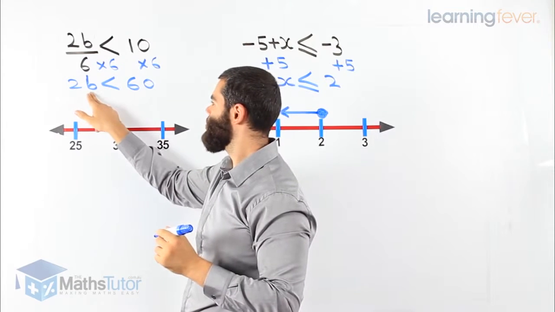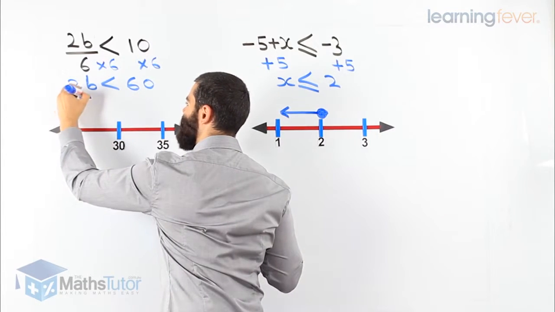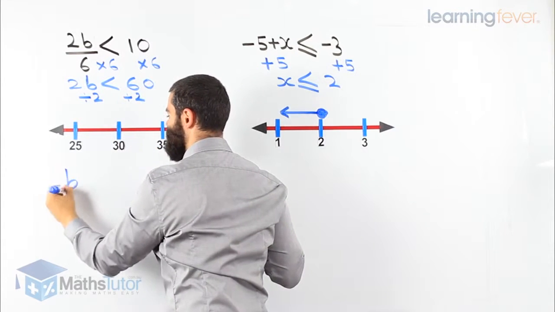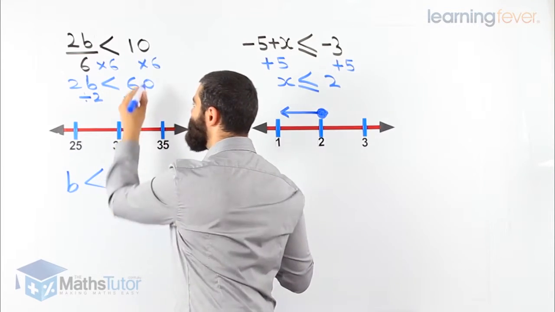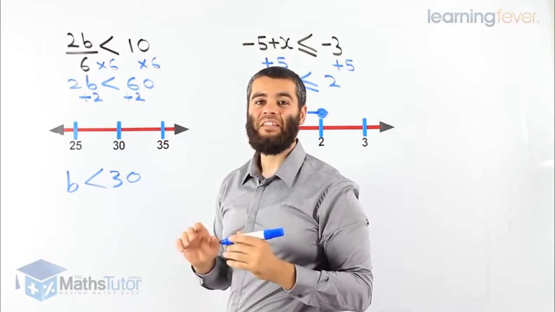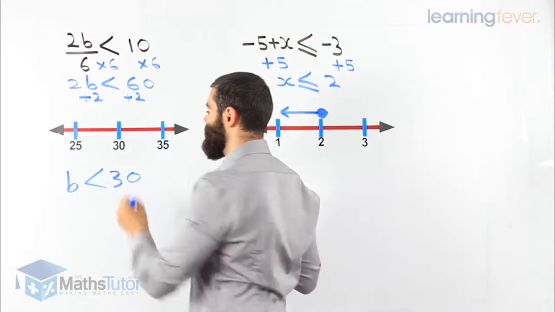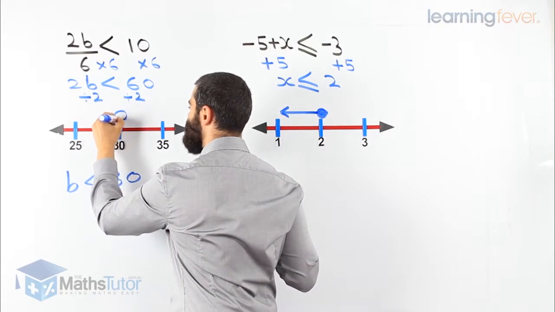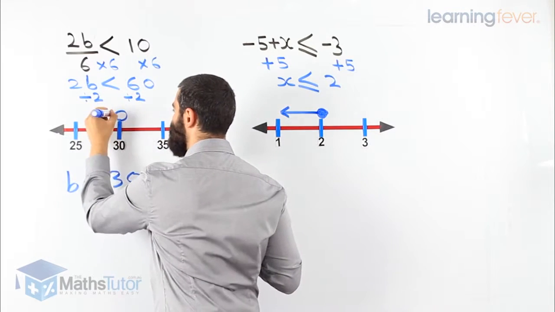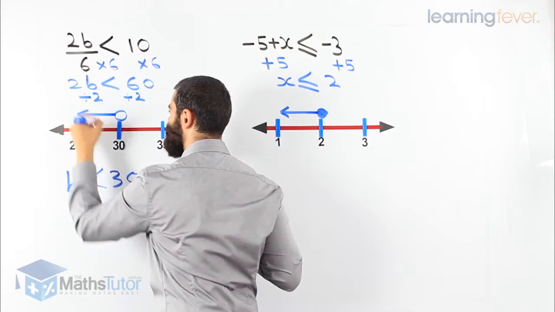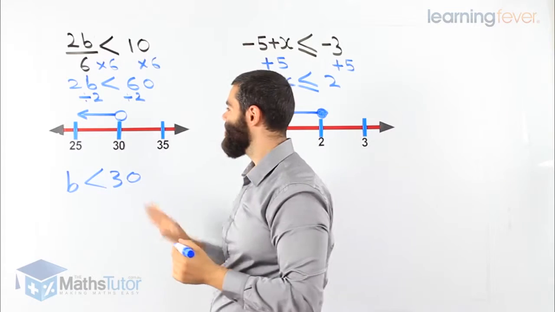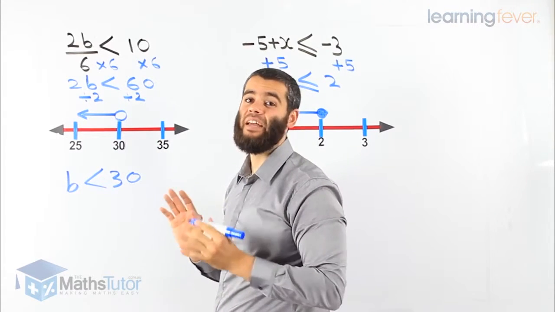Now, 2 times b, we divide by 2 on one side and do it on the other side. We're left now with b is less than 60 divided by 2 is 30. So b is less than 30. So we show 30, there it is. It's less than, so it's a hollow circle. It's not equal to 30, it's less than 30. So we show a hollow circle and we show the arrow towards the less than side. So b is a number that is less than 30. It's not 30, it is less than 30.